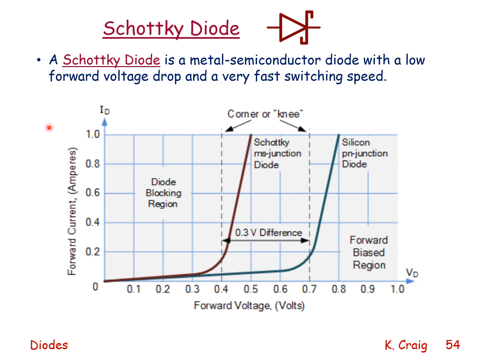The Schottky diode is a metal semiconductor diode with a low forward voltage drop and a very fast switching speed. Here we see the current voltage characteristic curve, and for a normal silicon p-n junction diode, the knee voltage is about 0.7 volts. For the Schottky metal semiconductor junction diode, the knee voltage is about 0.4 volts.